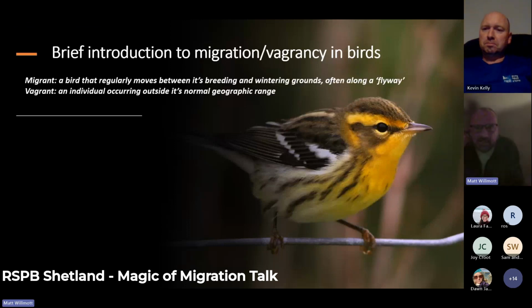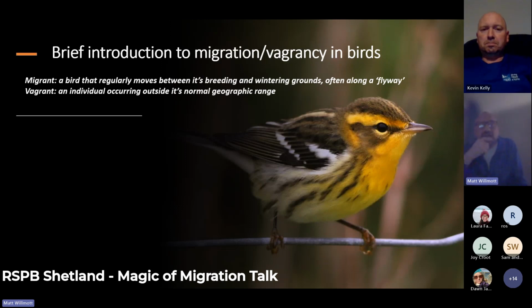Just a couple of terms to put out there. There are a lot of different definitions of what a migrant and a vagrant bird is, and I've tried to read through and condense that into something understandable. Again, there are variations, but broadly speaking, a migrant bird is one that regularly moves between its breeding and wintering grounds, and this, but not always, is along something called a flyway. So you get terms like the East Atlantic flyway: birds that might breed in Europe migrate south to Africa, for example. That would be a flyway.